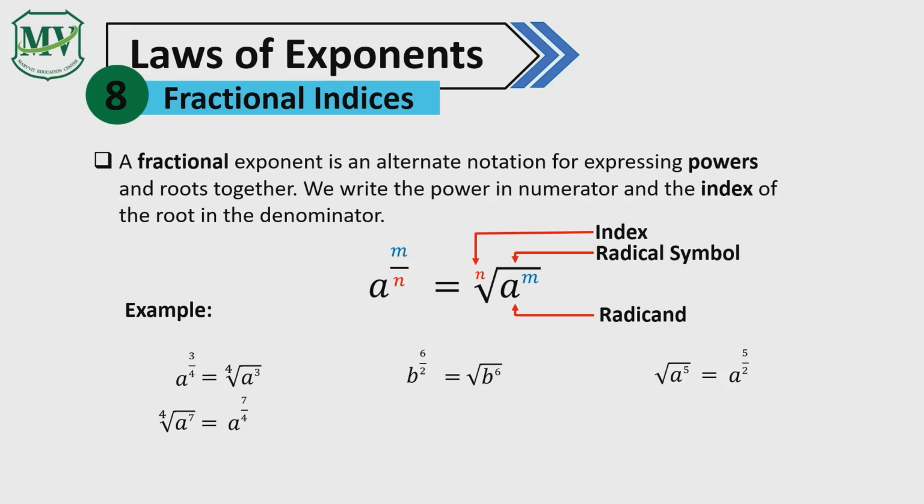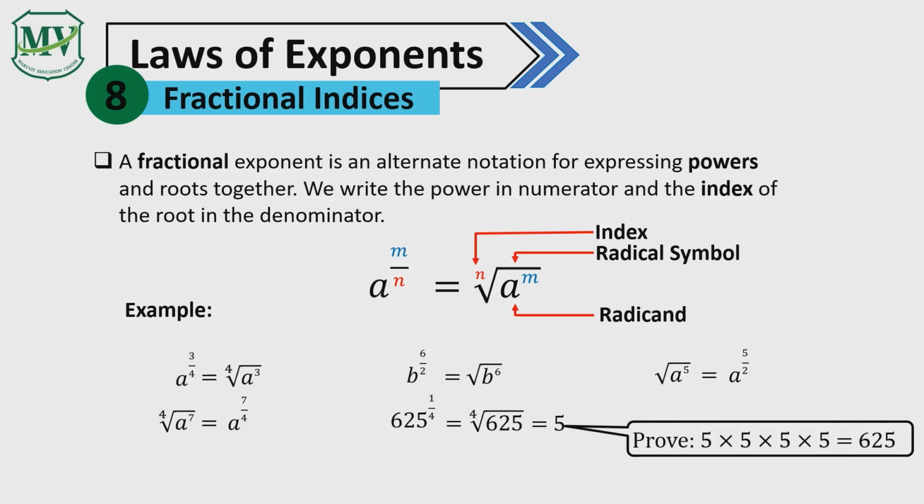One more example. 625 raised to the power of 1/4 is equal to the 4th root of 625. And the answer is 5. We can prove the answer by multiplying 5 by itself 4 times. It will be equal to 625.